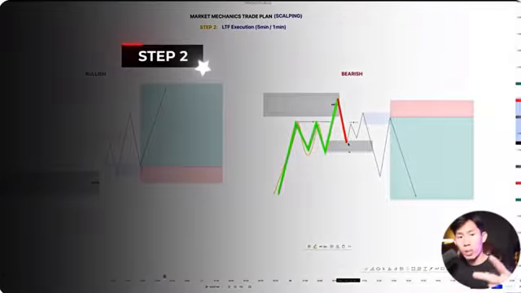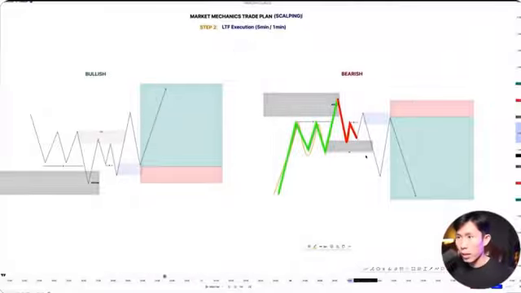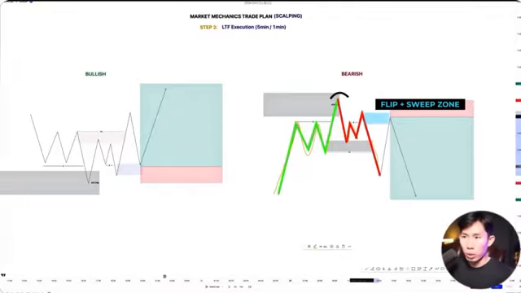Once that is done, step 2, wait for your flip. Right, so once you got a flip right here, we got a failed reaction where price actually reacted from this demand zone but failed to take out this high right here. That is where we are patiently waiting for the liquidity above the flip zone to be swept to give us our flip plus sweep zone. So price goes up there, sweeps the available liquidity above the flip zone, and then that is where our flip plus sweep zone is formed, and that led to the market shift right here. So now all we are doing is waiting for price to come back up to our flip plus sweep zone, and bam, that is where we look for our entry.